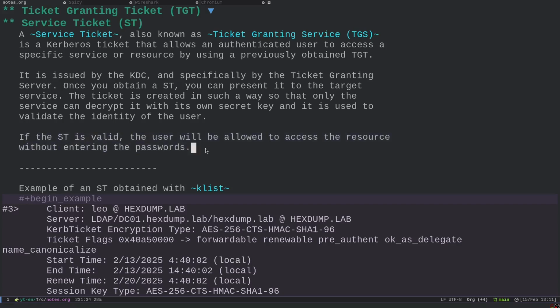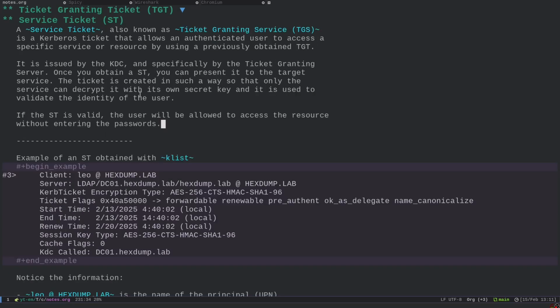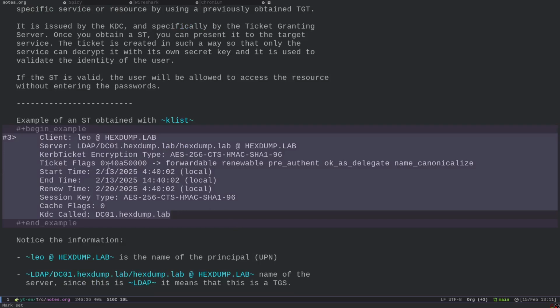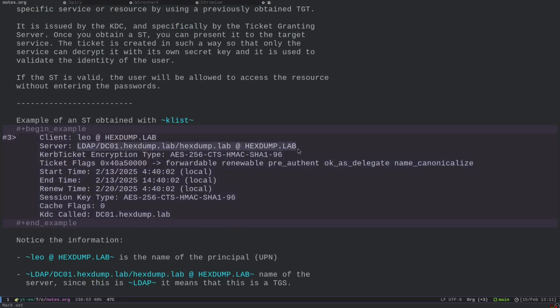Because the idea is that at the end of this, once the service ticket has been sent to the service, client and service will have a shared session key for that particular session, and they will be able to interact with each other. And this is another example of a service ticket, once again, authentication with the LDAP server.